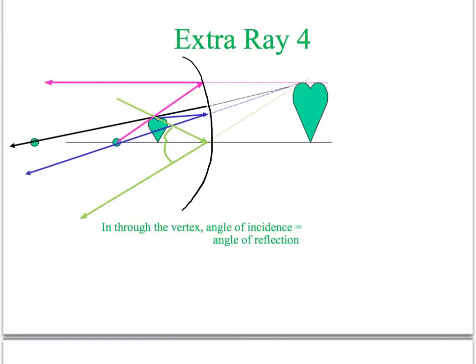And then the other one, you make it go in through the vertex. So you're going to line up the top with the vertex and you're going to draw a line and your angle of incidence is going to equal your angle of reflection. And again, none of those rays meet up. So you bring it back and they'll meet up close. It may not be perfect, especially the first few times you do it. But they'll meet up all in about the same spot and that's the top of your image.